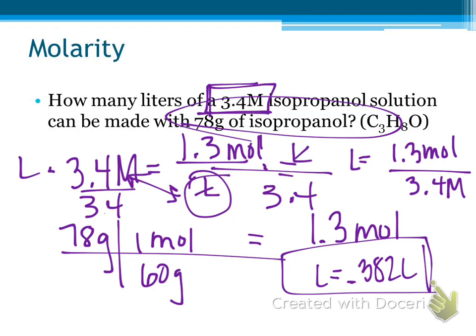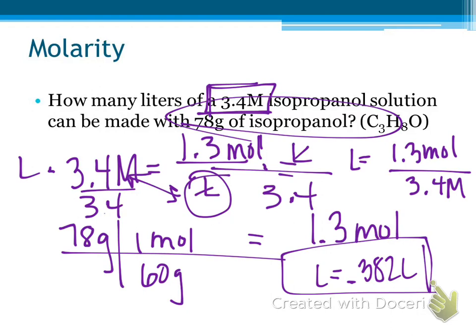0.382 liters. You can change it to milliliters, but I don't really find a need to do that unless it's a really small amount of liters. This would be 382 milliliters, but you don't have to. Okay. Any questions with molarity?